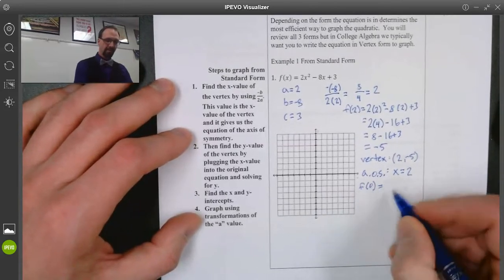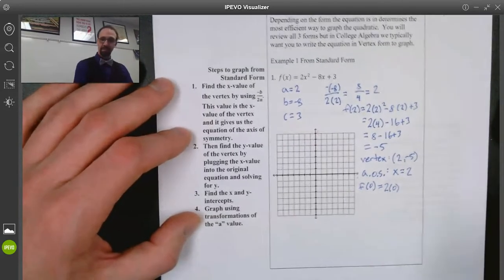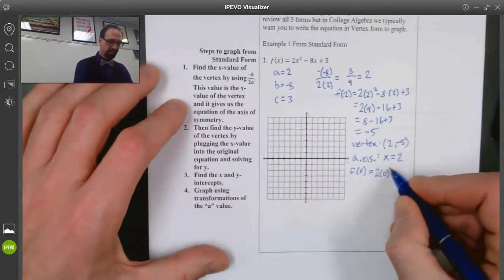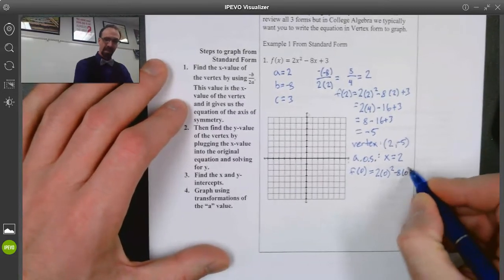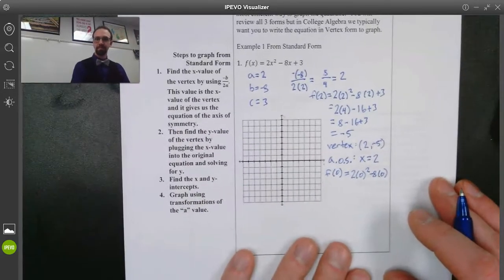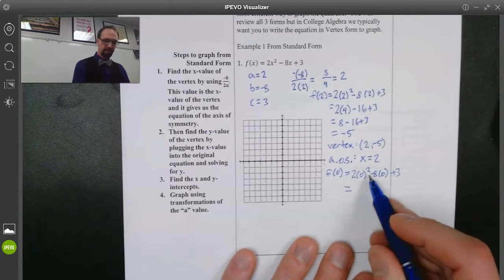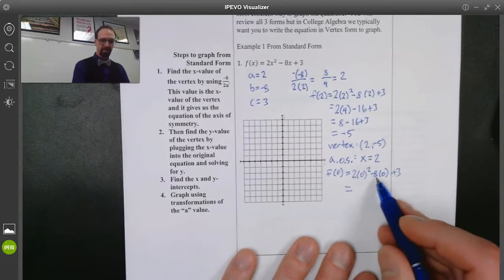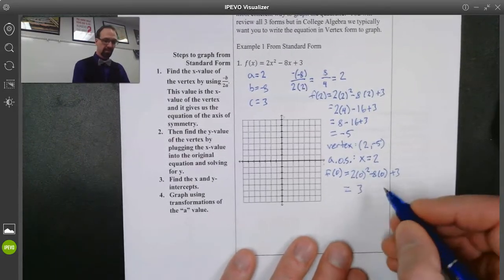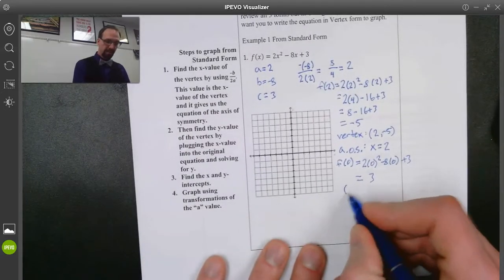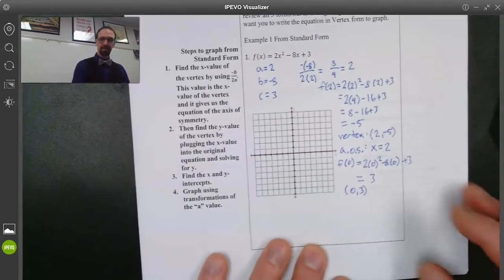So if I take f of 0, I'm going to have 2 times 0 squared minus 8 times 0 plus 3. These will zero out. 0 squared is 0 times 2 is 0 minus 0, so you end up with just 3. So we have a y-intercept of 0 comma 3.